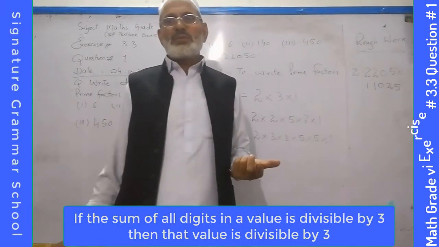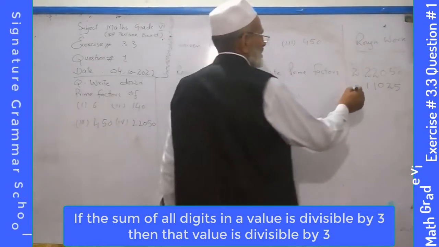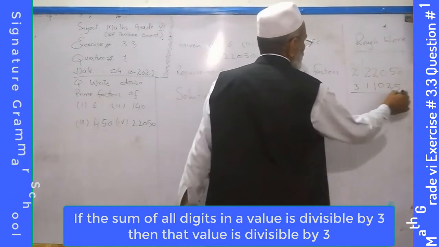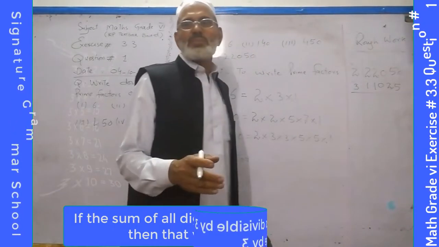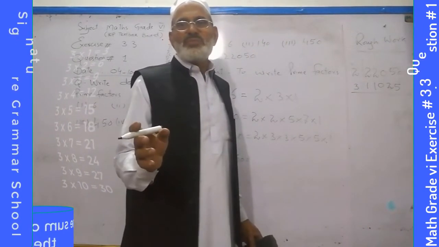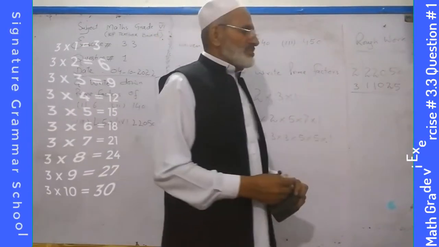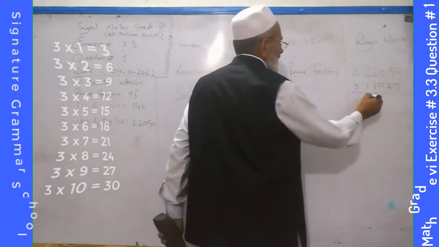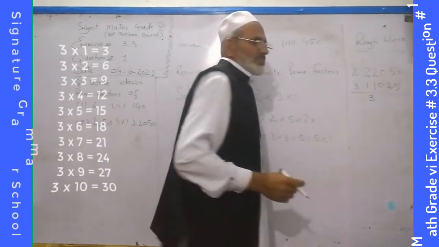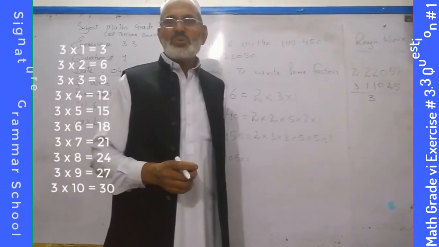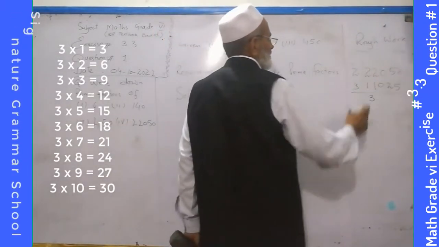9 comes in the table of 3, therefore this value is divisible by 3. I am dividing with 3 because 3 is less than 5. Now 3 3s are 9. Now I am going to divide it with 3. Now 3 3s are 9. If you subtract 9 from 11, there comes 2. So if we add a 0 into it, it becomes 20.